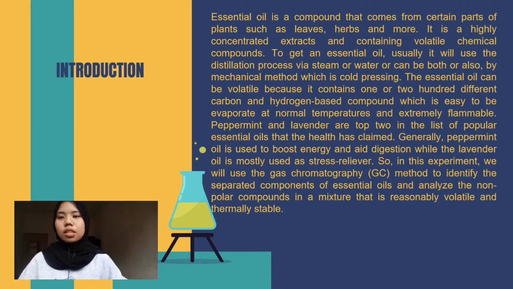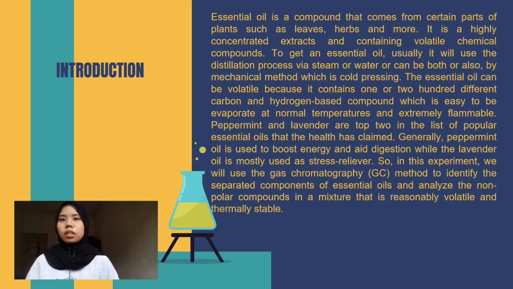So for the introduction, essential oil is a compound that comes from certain parts of plants such as leaves, herbs, and more. It is a highly concentrated extract containing volatile chemical compounds. To get an essential oil, usually the distillation process via steam or water, or both, is used, or also a mechanical method, which is cold pressing. The essential oil is volatile because it contains 100 or 200 different carbon and hydrogen based compounds, which are easy to evaporate at normal temperature and extremely flammable.